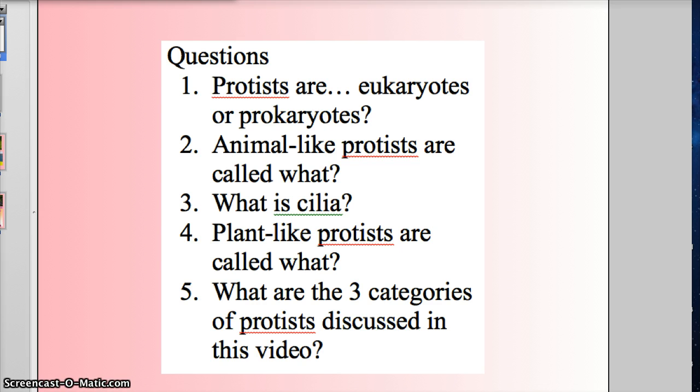Here we have the protist. Go ahead and write down the questions for the protist, and I'll tell you about them.